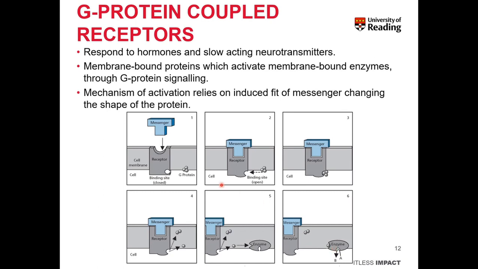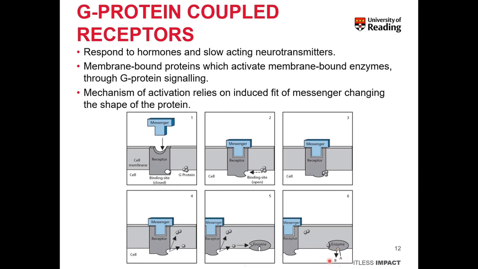So in this system we have a messenger that binds into the binding site. This opens a binding site internally in the cell for a G-protein. This protein is then broken down into subunits which can then travel back to an enzyme present within the membrane of the cell. This enzyme is then switched on by the binding of the G-protein and allows for the processing of substrate into product by that enzyme.